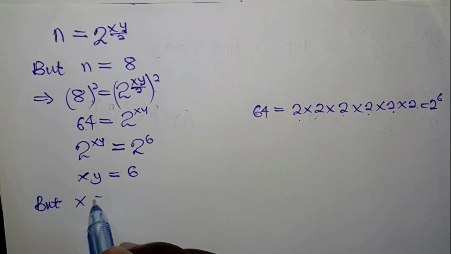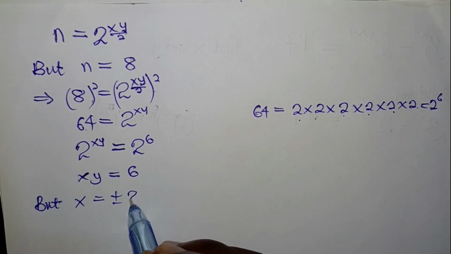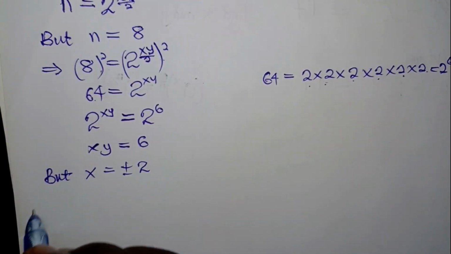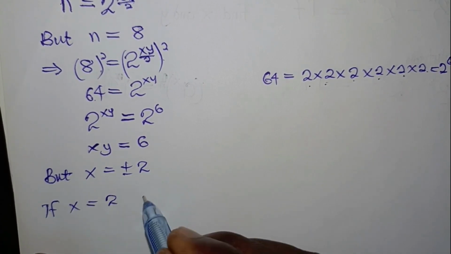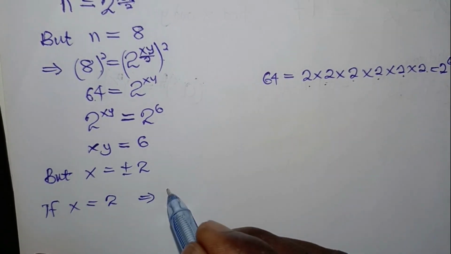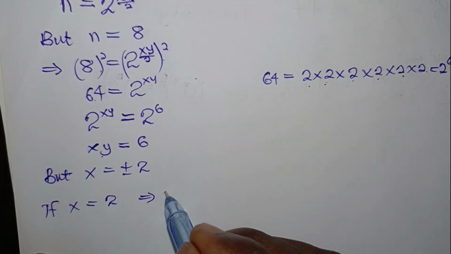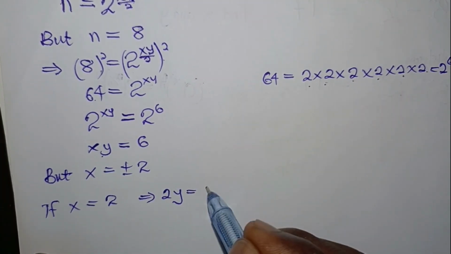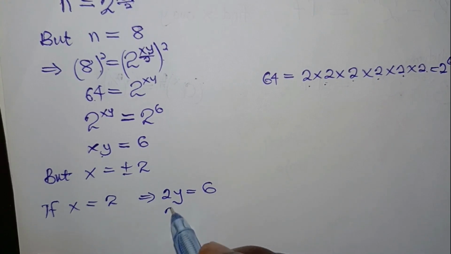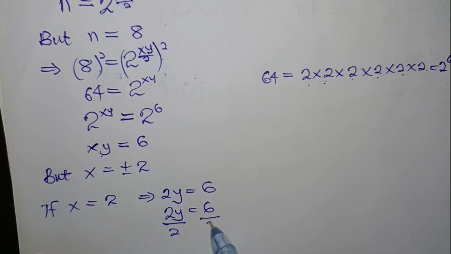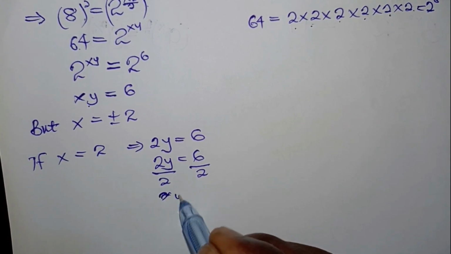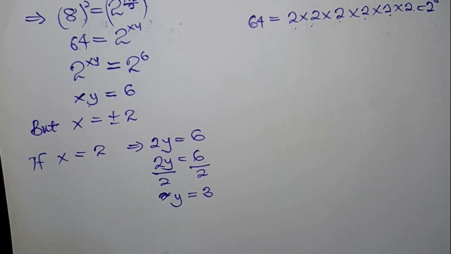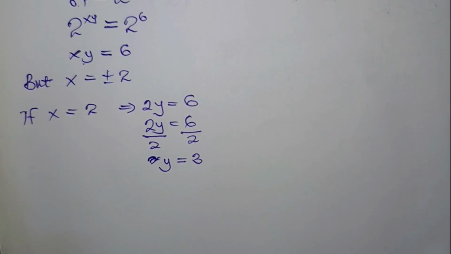But x was found to be equal to plus or minus 2. So we look at the two scenarios. If x is equal to 2, what it implies is that 2y is equal to 6. So 2y equals 6, and we divide both sides by 2. So we get y equals 3.